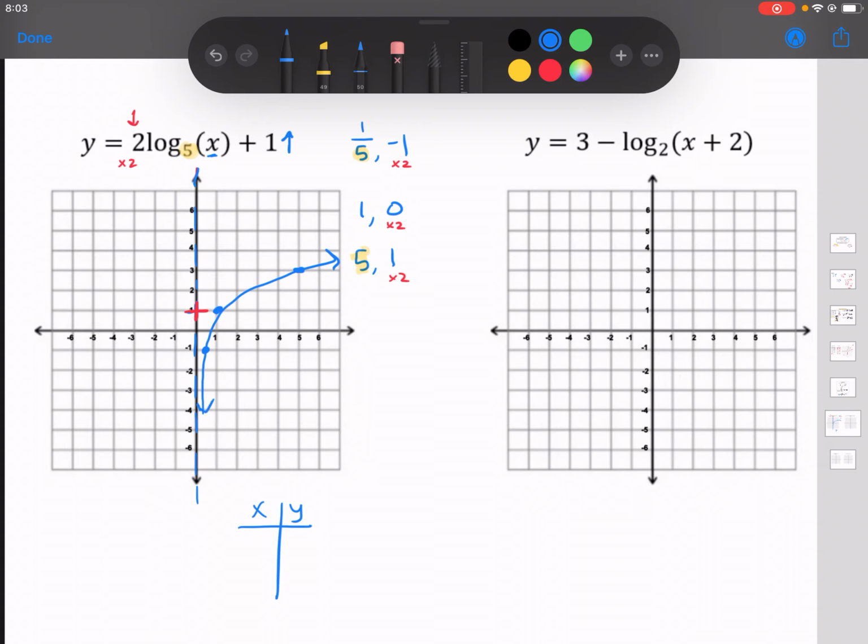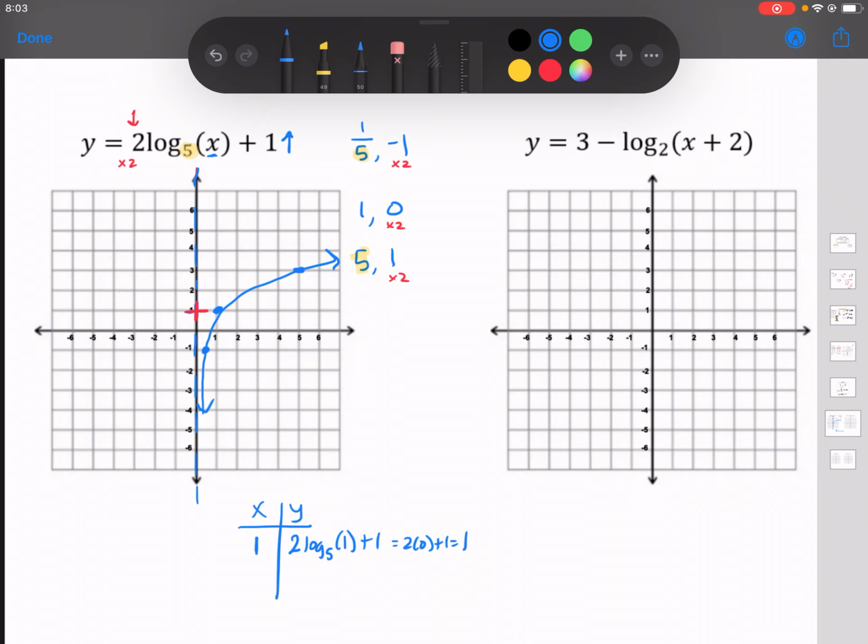Now, like I said, for those who are doing the table method, I usually pick easy ones. For instance, anything that makes the argument 1. So 1 would make the argument 1 in this case. So 2 log base 5 of 1 plus 1. The reason I choose 1 is because I know log base, regardless of the base, if I have a 1 right there, it's always going to be 0. So this is just 2 times 0 plus 1, which is 1.